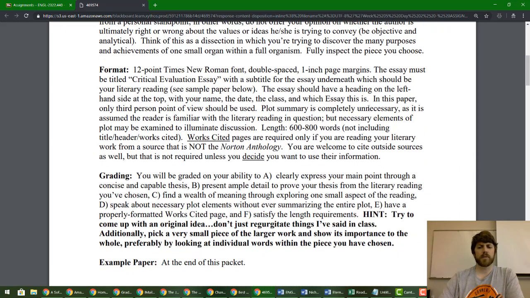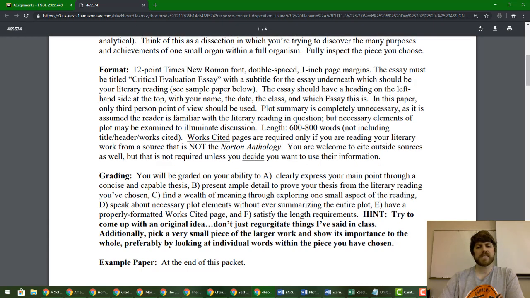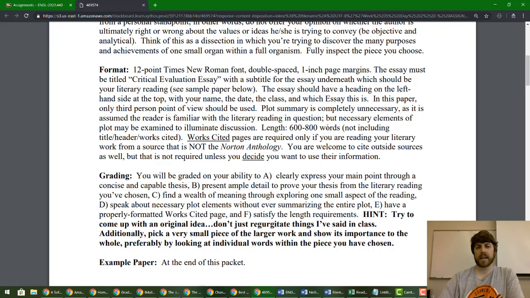The formatting is the same for all my essays so far, so just however you formatted it before, do that. The length is 600 to 800 words, but I noticed most papers that get A's tend to be over 700 words. They tend to run a little longer, like 2.5 pages.